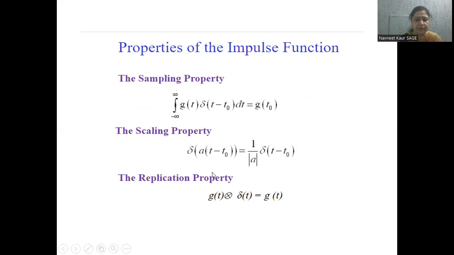Now, the scaling property is that delta(a t minus t naught) is given as 1 upon a times delta(t minus t naught). Similarly, the replication property is that if I take the convolution of g(t), any signal, with delta(t), which is the unit impulse signal, then I get the signal itself.